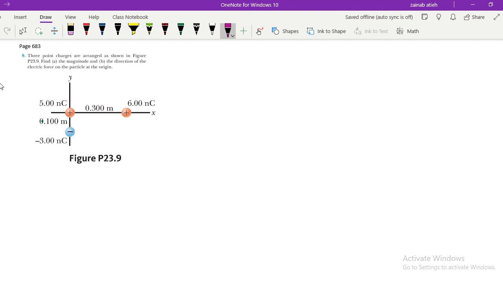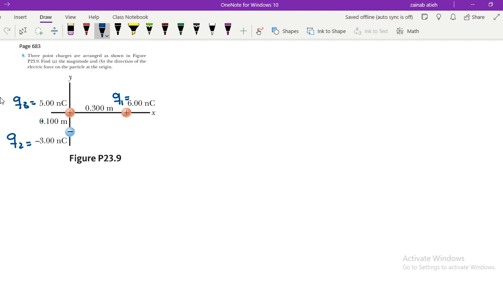Find the magnitude and the direction of the electric force on the particle at the origin. So we're going to find the net force acting on the particle at the origin. So for simplicity, I will call this one, which is 6 nano Coulomb, Q1. I will call minus 3 nano Coulomb Q2, and I will call this 5 nano Coulomb Q3.